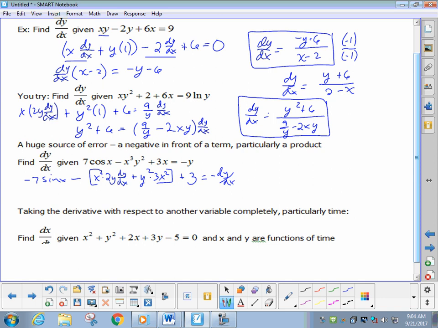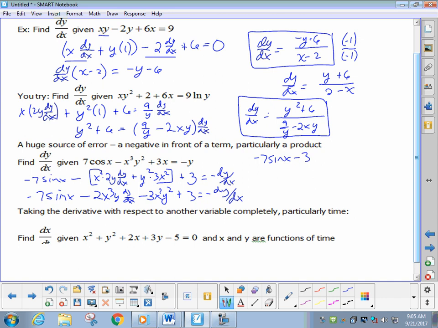Sweet? Okay, so let's distribute the negative and start moving stuff around. Negative 7 sine x minus 2x cubed y dy dx minus 3x squared y squared plus 3 equals negative dy dx. I just distributed the negative. You follow? dy dx is on the left or the right? The left? That's going to be so much moving. Let's move them to the right, shall we? Okay. I didn't mean to really give you a choice. If I knew you were going to choose badly, I wouldn't have let you choose.